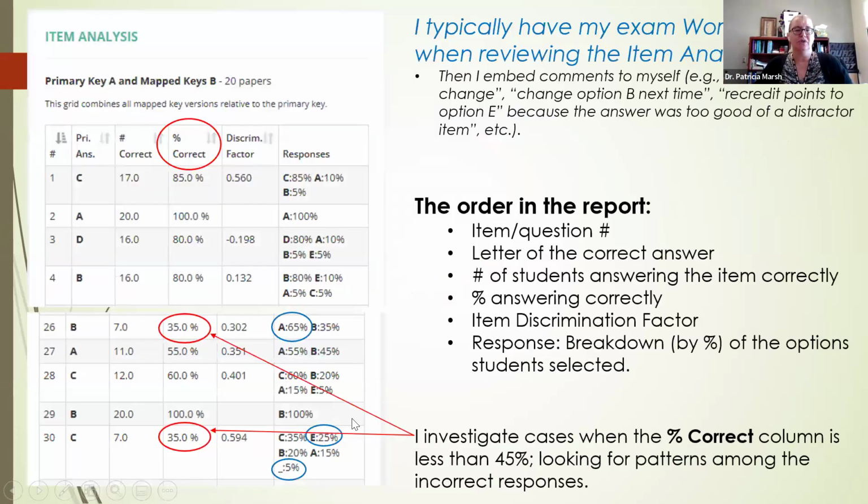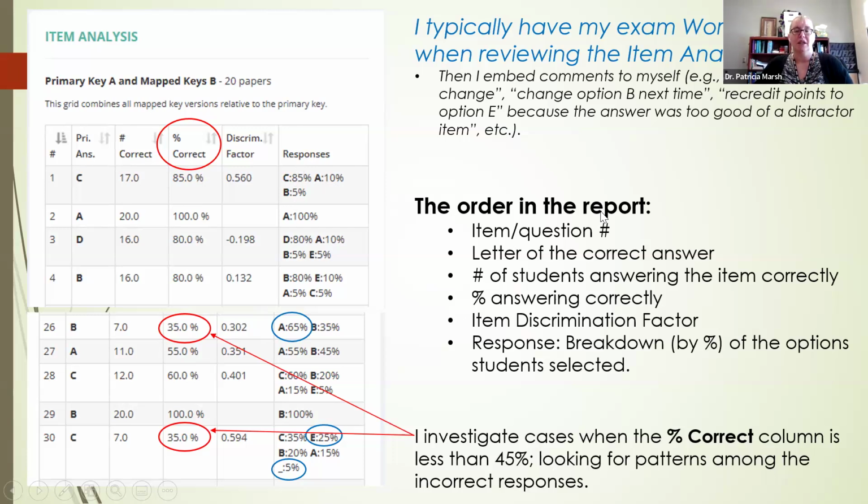What the item analysis will do is go per question in your assessment. For mine, they're 53 items long. It gives the correct letter and the number of students. So 20 papers, there were 20 students who took the test. 17 of them answered question 1 correctly. It'll give you the percentage of students who answered it correctly. And as I mentioned before, that item analysis breakout will let me know the percentage of students who answered each of the response options for that item.